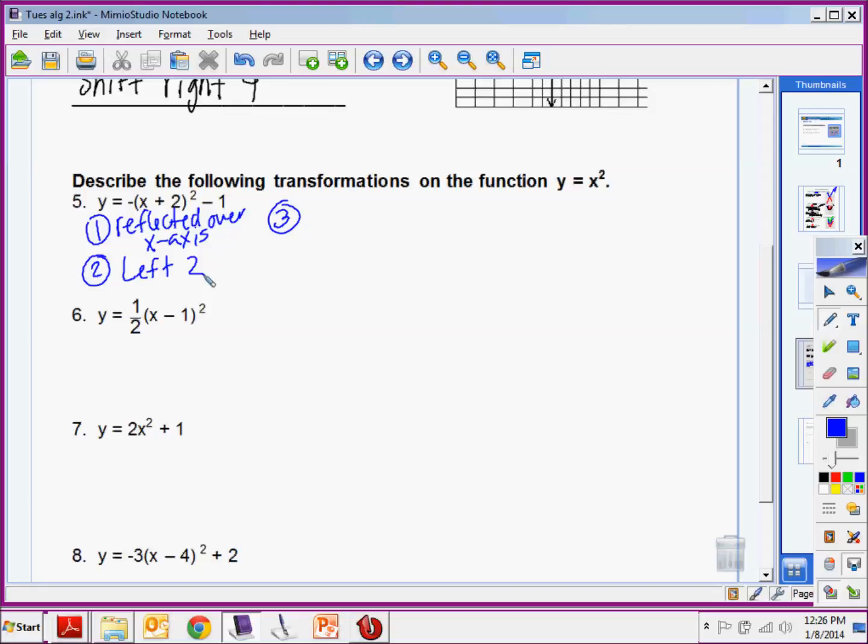And what about the third transformation? Right one. It's a negative 1. Down 1. Okay, that's what you and your partners are going to do for 6, 7, and 8, and also on your homework for 1 through 4. That's all we got, alright?